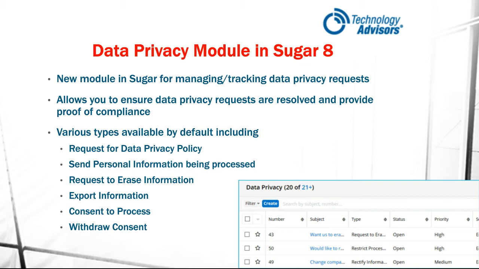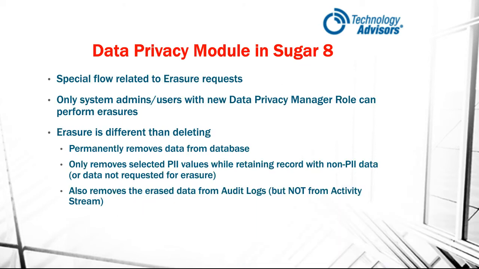And in particular, there is a lot of functionality that Sugar built into this Data Privacy module around erasure requests. Obviously, this is something that has to be handled in a very careful way, because if someone requests to have their data erased, GDPR requires that you do, in fact, erase it, unless you have a reason to reject that request. In that case, of course, you would track the rejection and communicate back to the person why you can't delete their data. You have some sort of relevant business purpose where you still need that information.